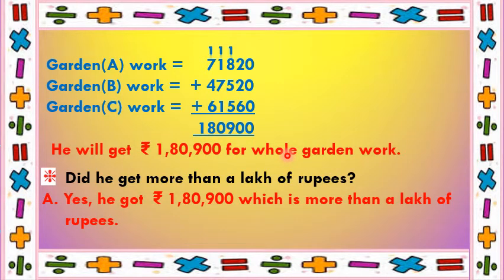Now next question is, did Karunya the contractor get more than a lakh of rupees? Answer is yes. He got rupees 1,80,900, which is more than 1 lakh rupees.